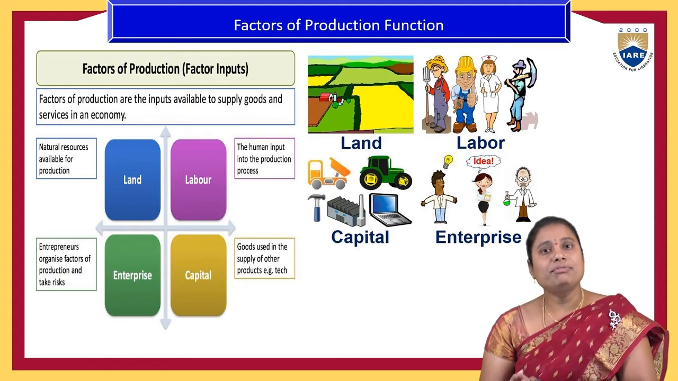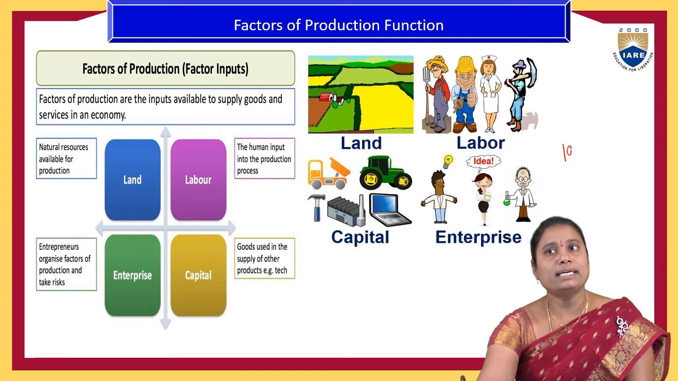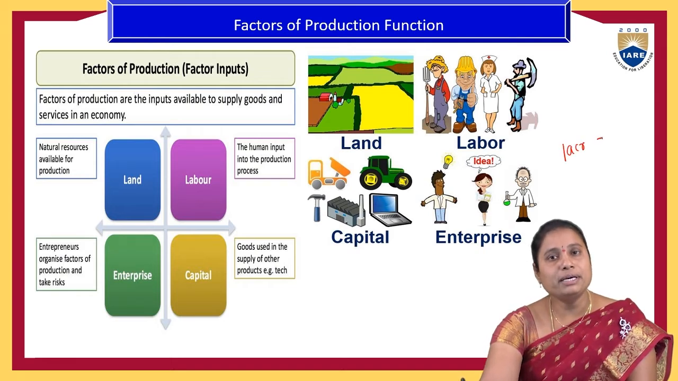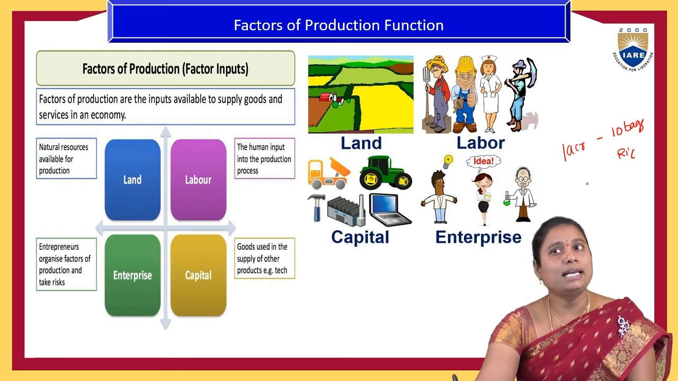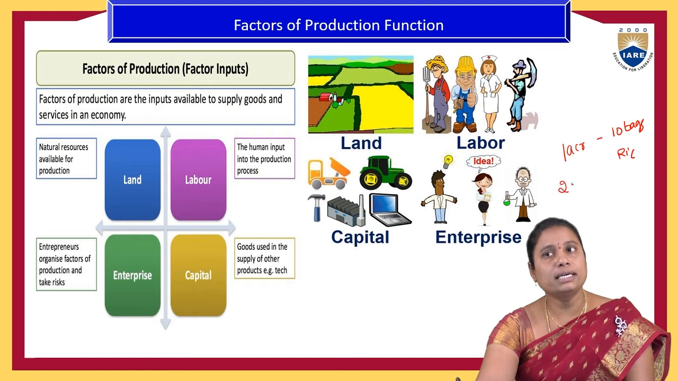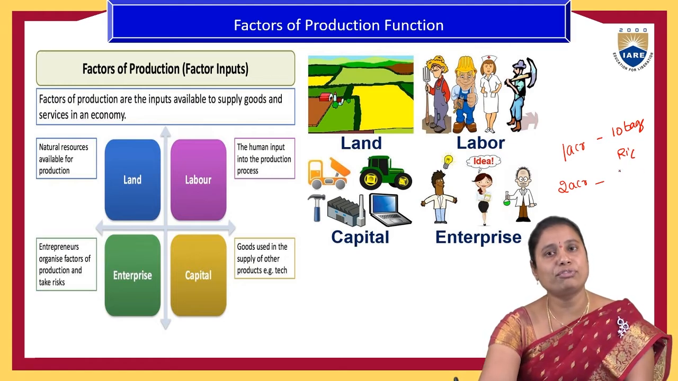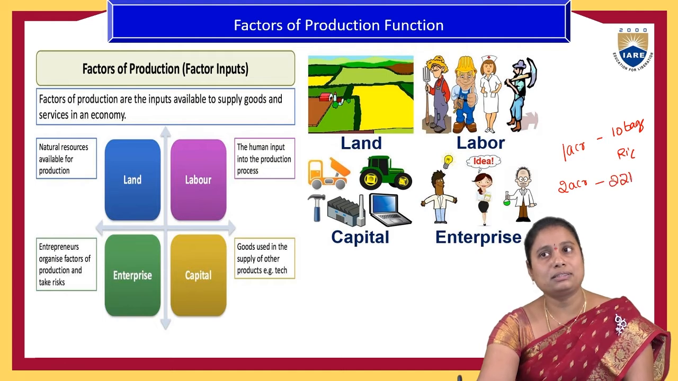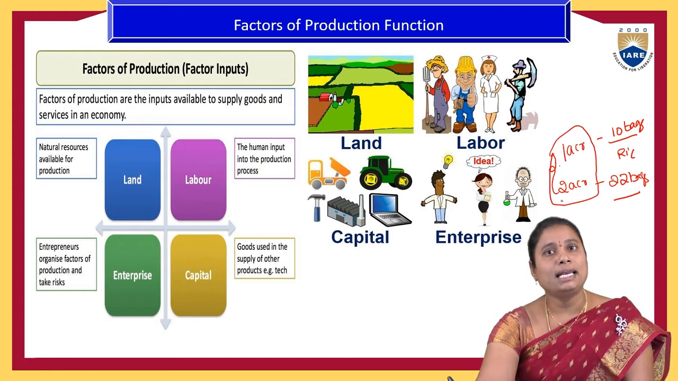For example, if 1 acre of land is there and the farmer is able to produce 10 bags of rice, then if the land is increased from 1 acre to 2 acres, there is a chance that the 10 bags of rice could increase to 22 bags. Which means the production output, the 10 bags or the 22 bags, is based on the functioning of inputs like land.